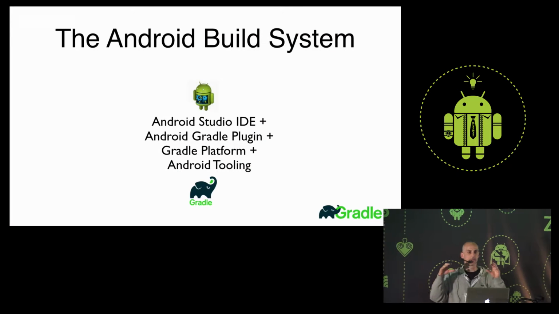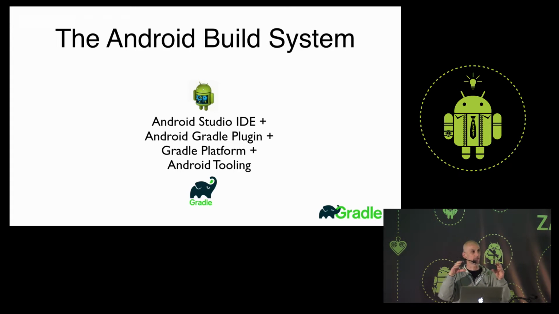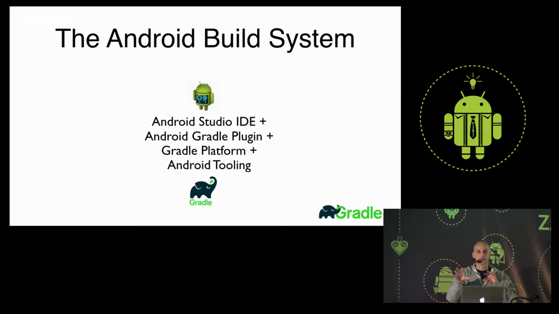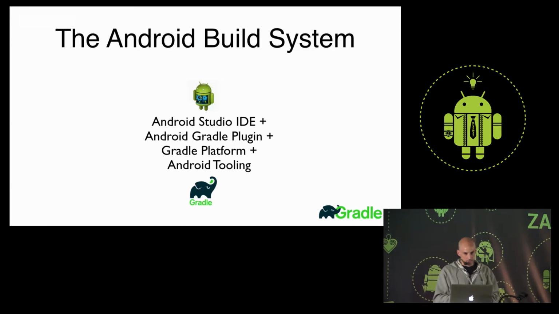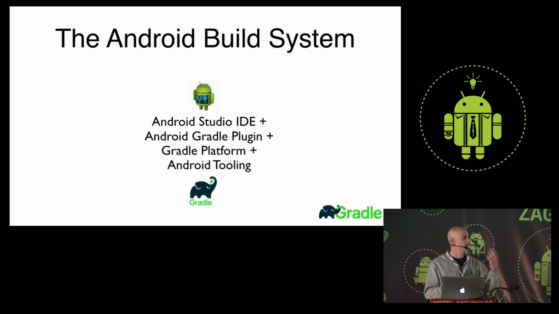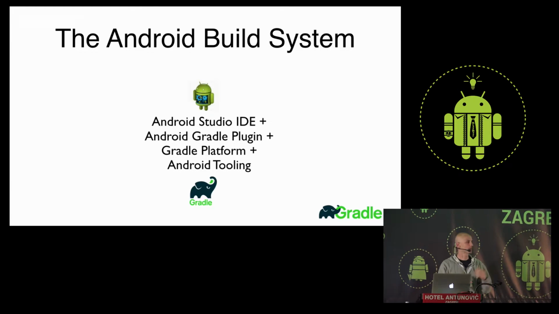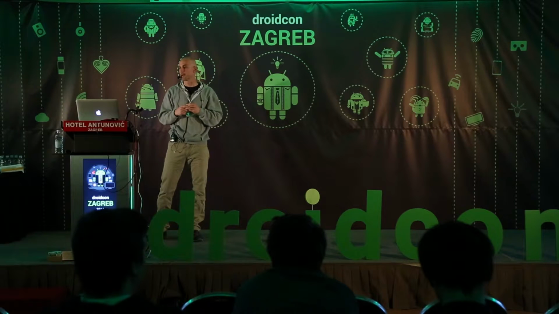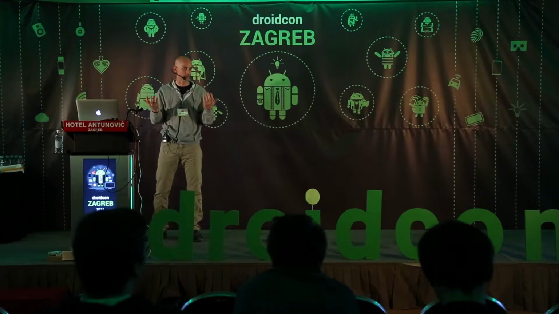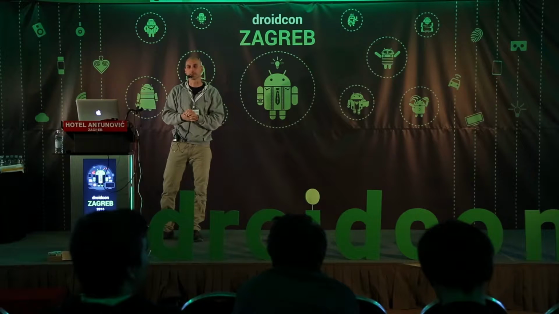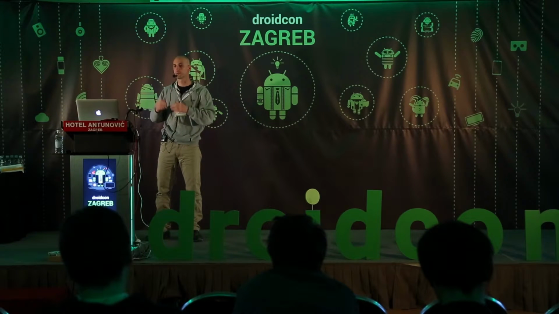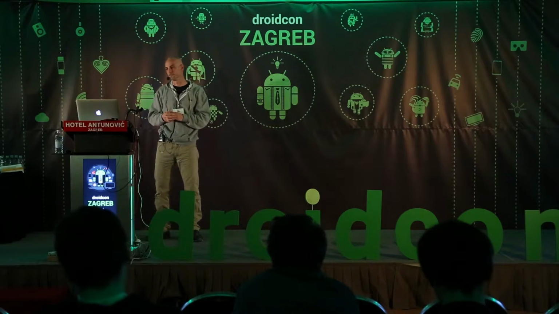So let's dive a bit more into the details of the Android build system and how that interacts with Gradle. We have basically 4 components. You have Android Studio, and you have the Android Gradle plugin, both coming from the Android team. You have the Gradle platform, coming from the Gradle team, and you have the Android tooling. So these are roughly the 4 components in place here.